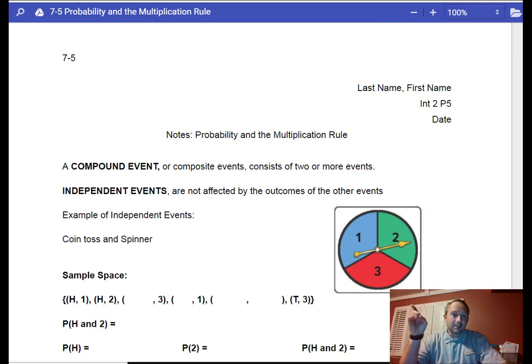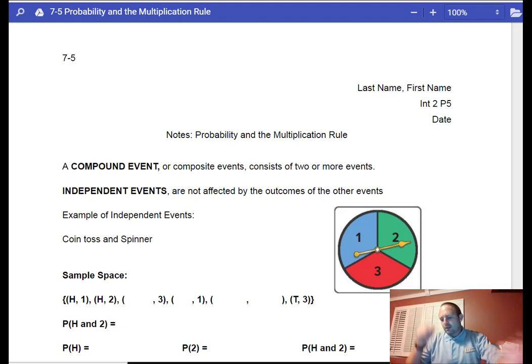Make sure that you put the 7-5 in the top left-hand corner, and in the top right-hand corner, put your last name, first name, integrated 2, period 5, and the date. Our title for today is Probability and the Multiplication Rule.